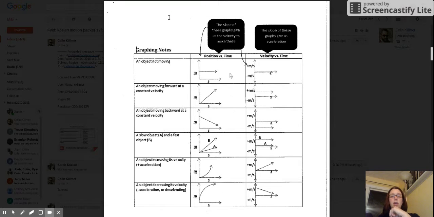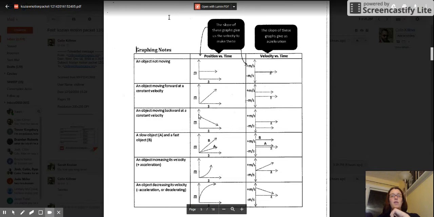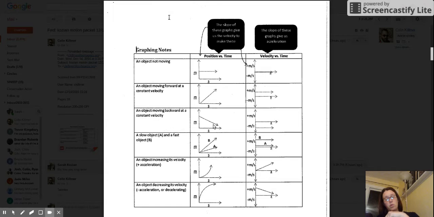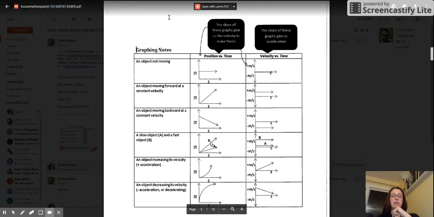If it's straight, it's not moving. If it's moving upward with positive displacement, it's moving away from where it started. The steeper it is, the faster it's moving away. You see the line pointing down, you're going back toward where you came from. Steeper line means faster.